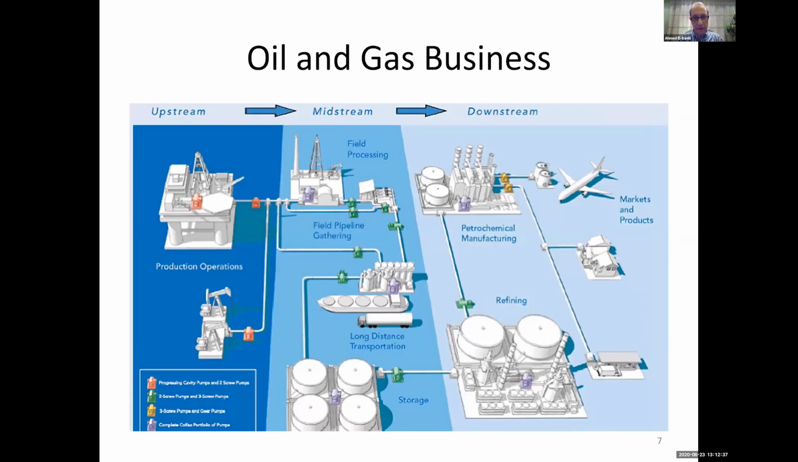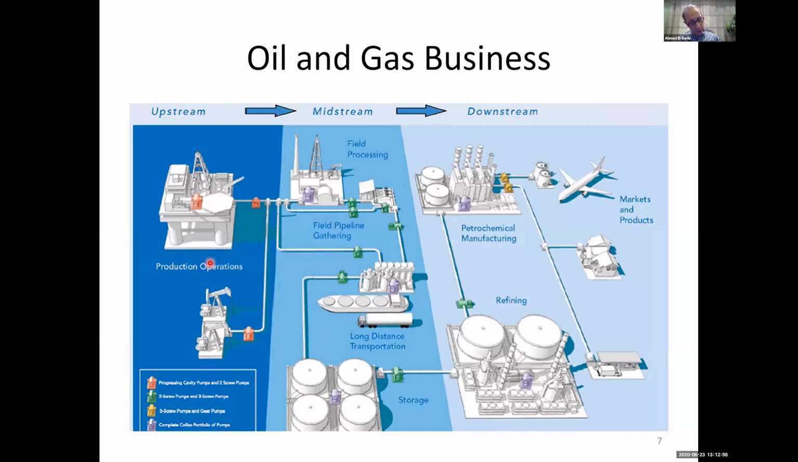Some of you are already seniors and some of you are graduates, so you know that we have three distinct areas in our business: upstream, midstream, and downstream. Upstream is what we call the E&P industry, or exploration and production industry.